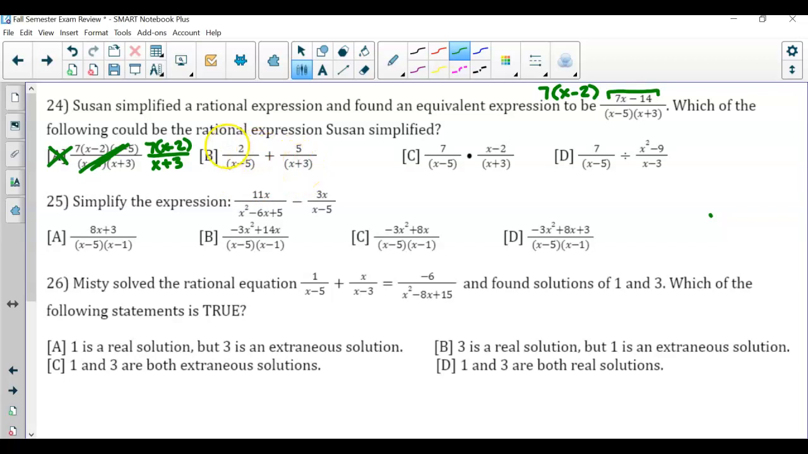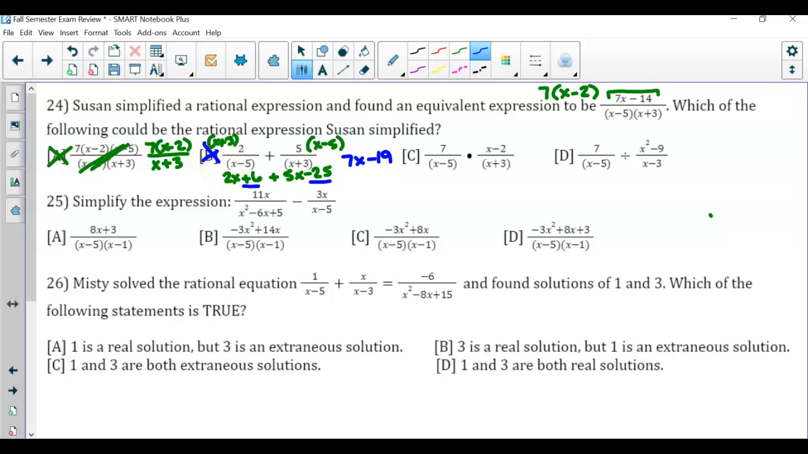So here I'm going to multiply 2 by x plus 3 and multiply 5 by x minus 5. So now here I've got to distribute the 2. So I've got 2x plus 6, plus distributing the 5, 5x minus 25. So this would be in the numerator. Adding like terms, 2x plus 5x is 7x. 6 minus 25 is negative 19 when we need negative 14. So B is not my answer.